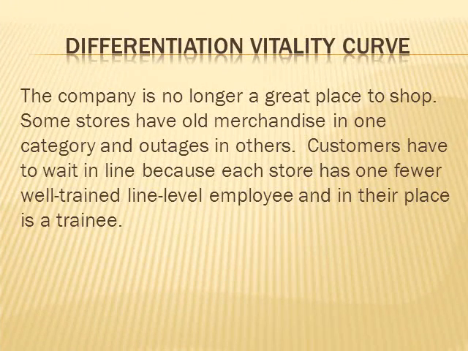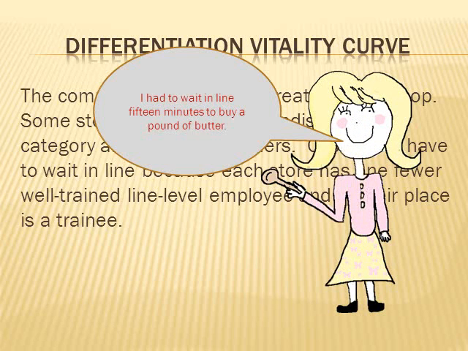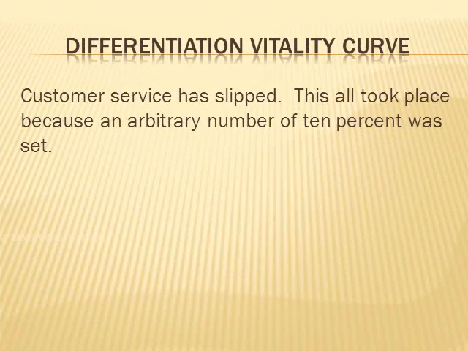The company is no longer a great place to shop. Some stores have old merchandise in one category and outages in others. Customers have to wait in line because each store has one fewer well-trained line level employee, and in their place is a trainee. Customer service has slipped. This all took place because an arbitrary number of 10% was set.